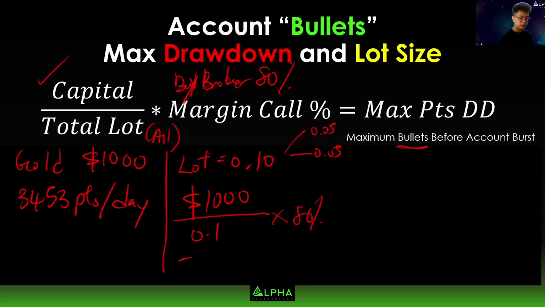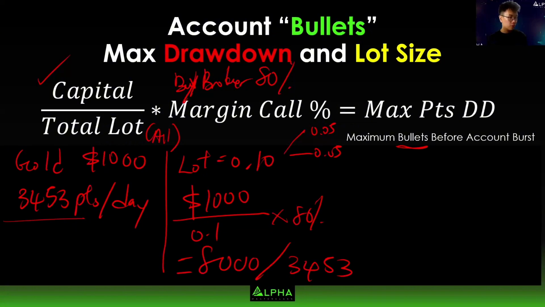Anyone can type into the chat box. What is the number that shows over here? Exactly, 8,000. And then you divide 8,000 by 3453, which is the volatility in a day. Tell me what is the next number that you are getting. Alright, 2.3. What does this mean?